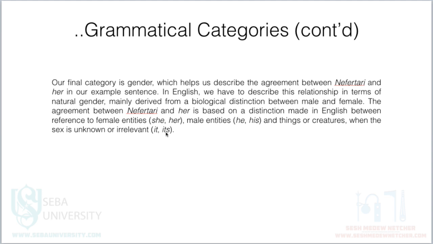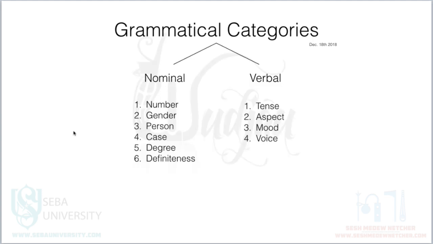Okay? So in English, a biological distinction is made. All right? So here are those grammatical categories again. So we have nominal and verbal. Nominal, we have number, gender, person, case, degree, definiteness. And on the verbal side, we have tense, aspect, mood, and voice. All right, so we just now went through a couple of these on both sides, the nominal and the verbal side. We discussed tense just now. We discussed voice. And on the nominal side, we discussed number, gender, and person.